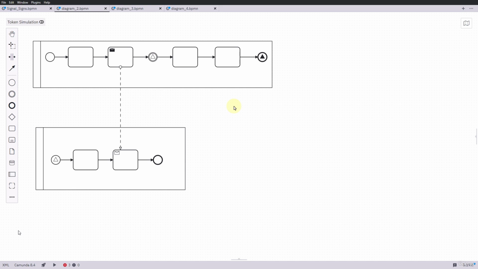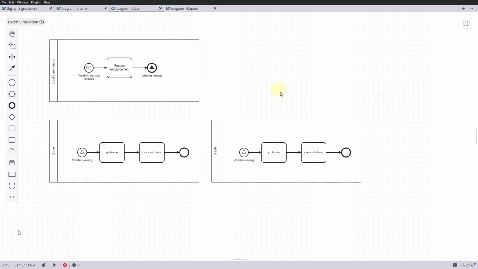To illustrate this with an everyday example, imagine an important announcement is made over loudspeakers in a city, such as a severe weather warning. Everyone in the city can hear this warning and react accordingly. Since the loudspeaker announcement is not directed at a specific person, but at everyone who hears the announcement, the loudspeaker announcement is a signal event. To be more precise, the sending of the message is a signal throw event.